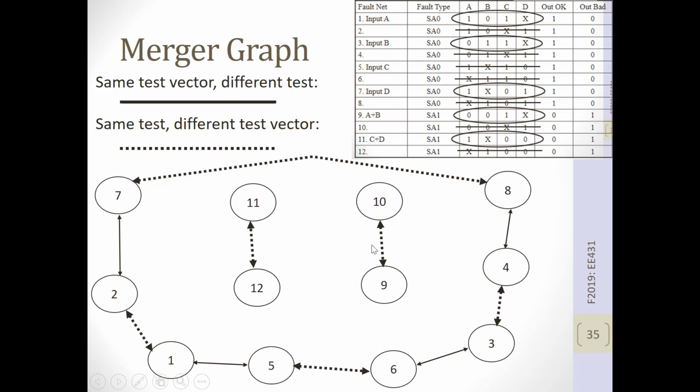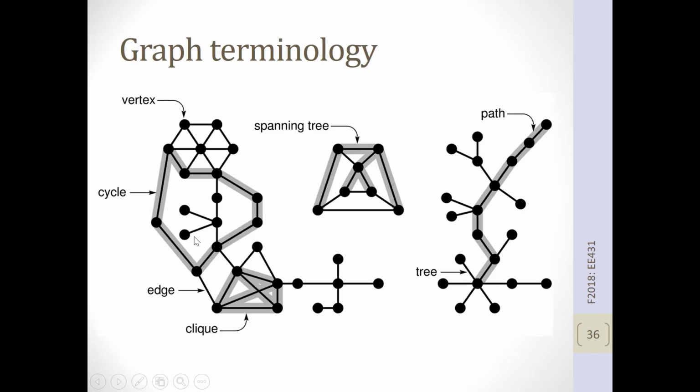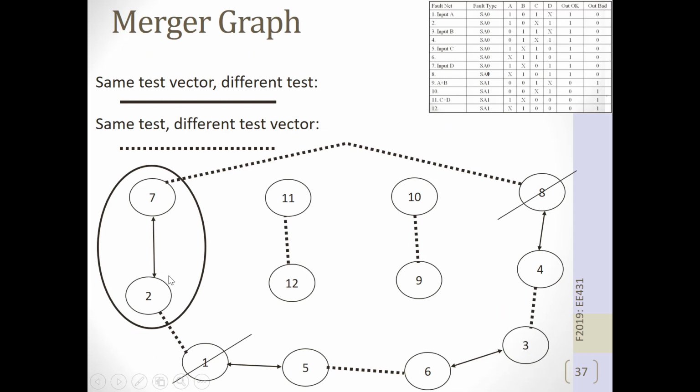Okay, so the next step is saying, I want to merge as many tests as possible. If we can use a single test vector to cover 2 faults, then that means you don't have to do 2 separate tests. You can do 1 test and test for two faults. That's a good thing. So let's go back, and let's say I pick 2 and 7.